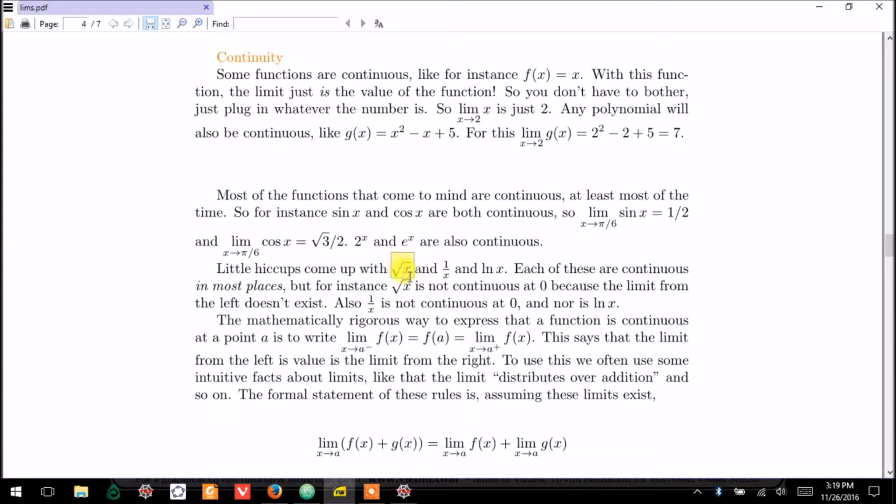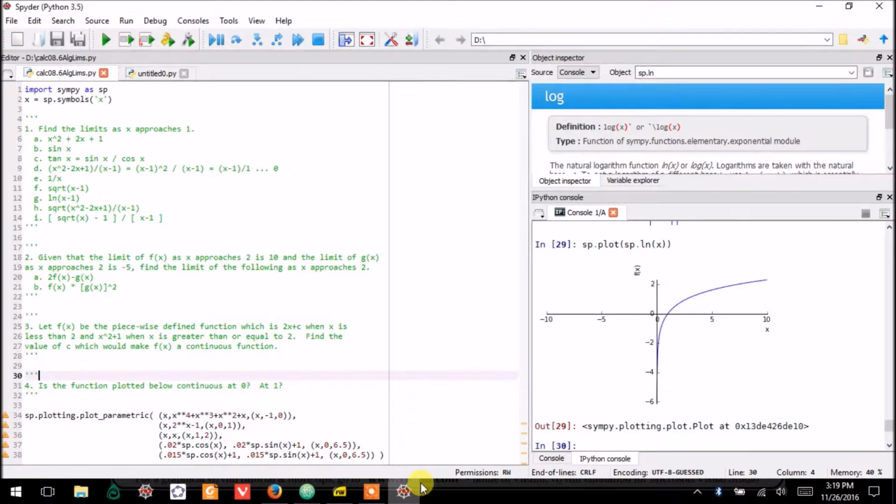Take, for instance, square root x. Now, this is continuous almost everywhere. It is continuous at 1, it is continuous at 4, it is continuous at 2. At all of these points, it is continuous, and therefore you can plug in, right? You look for the limit as x approaches 2. Well, it's just square root 2, right? You just plug in, except at 0. 0 is the exception, and that's because square root x doesn't have a left-handed limit.